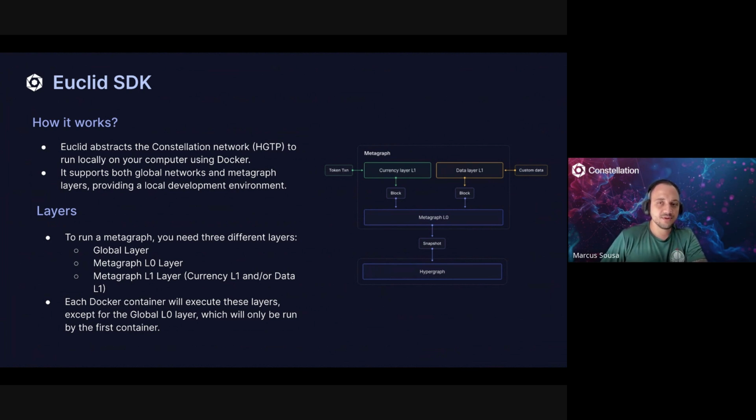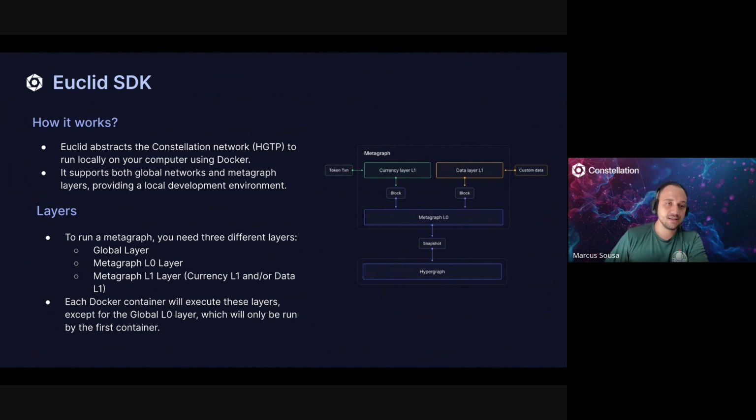The Metagraph L0 layer will produce the snapshots. These snapshots are the aggregation of blocks and the processes. We will produce the snapshots and send them to the global networks, such as mainnet, testnet, and integration net that I've mentioned. But in this case, we will run a local global network, so we will send to our local global network.